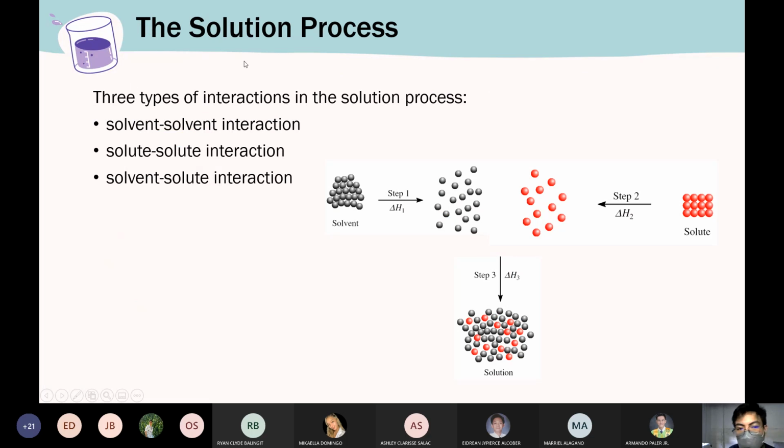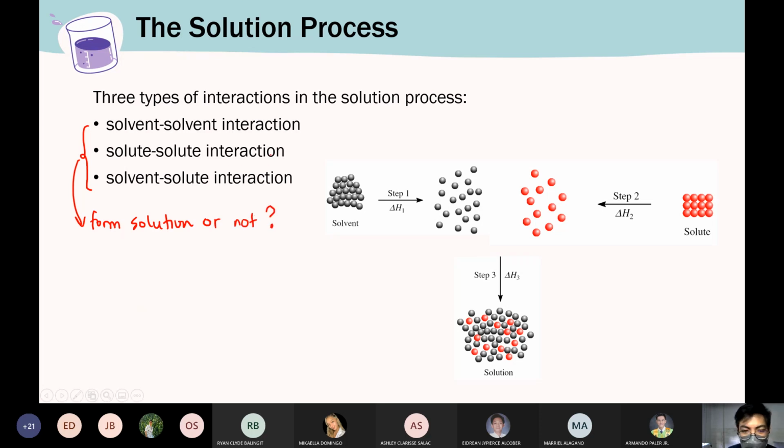So, in making a solution, basically there are three interactions that happen. Number one is the solvent-solvent interaction, solute-solute interaction, and the solvent-solute interaction. So ano lang yung pinaka-point natin dito. The point is, depending on the three interactions, it will tell you whether you will form a solution or not, no?